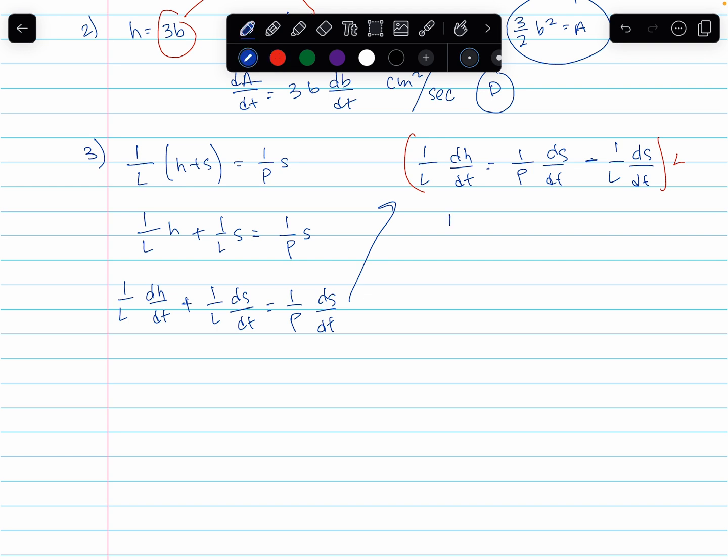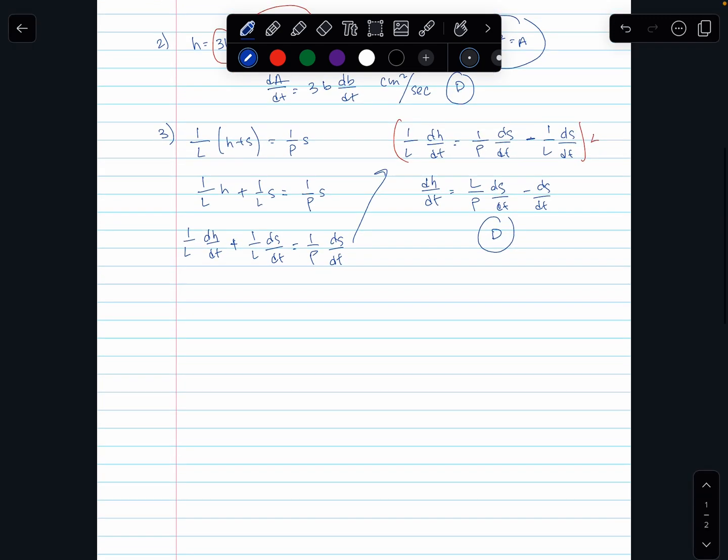So that's going to make this dh/dt equal to L over P times ds/dt minus ds/dt, right? Because that's going to cancel with that right there, and that's going to become L over P. So we get that right there. They're not factoring out ds/dt, and they all have L over P. But D is the only thing. Yeah, so it's got to be D. Okay. Next.